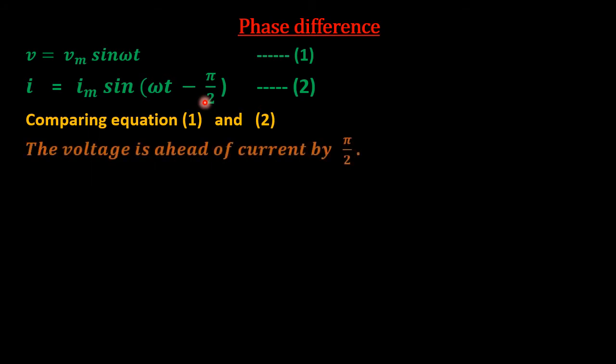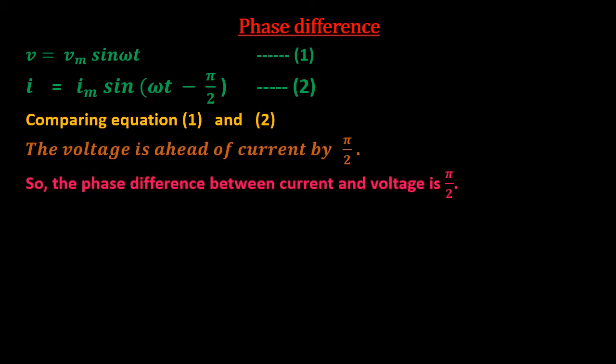In other words, we can say that the voltage is ahead of current by pi by 2. So this means that first the voltage will reach zero, maximum and minimum, and only then will the current reach zero, maximum and minimum. And it is clear that the phase angle between the current and the voltage is pi by 2, so we can write the phase difference between current and voltage is pi by 2.